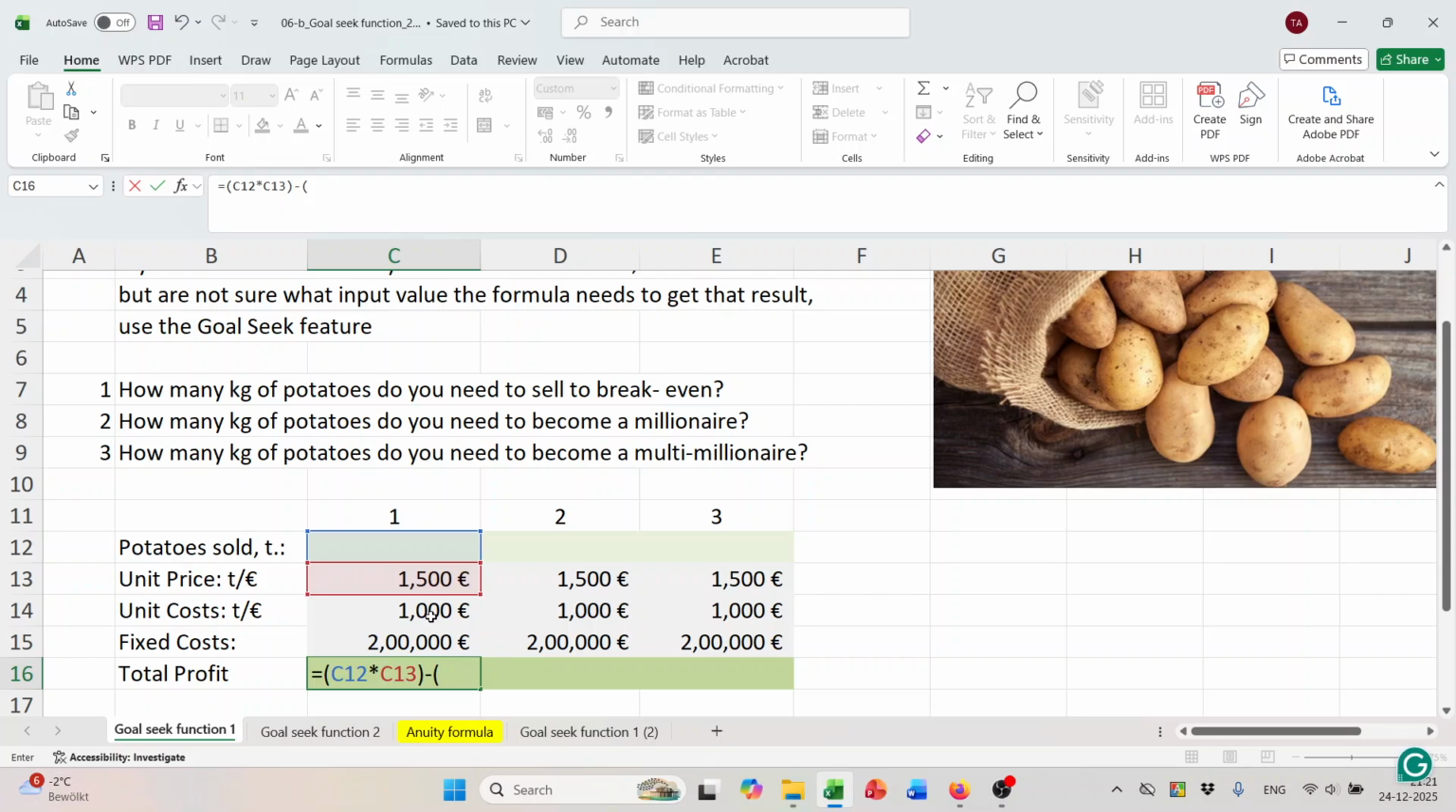So unit cost, this is the variable cost, which should be proportional to the potatoes we have sold. It is given for 1 unit, so we have to multiply it with the potatoes sold. And the fixed cost is always fixed, no matter how much potato we sell. It is independent of the units of potatoes sold. Fixed cost is always fixed, so we will just add it.